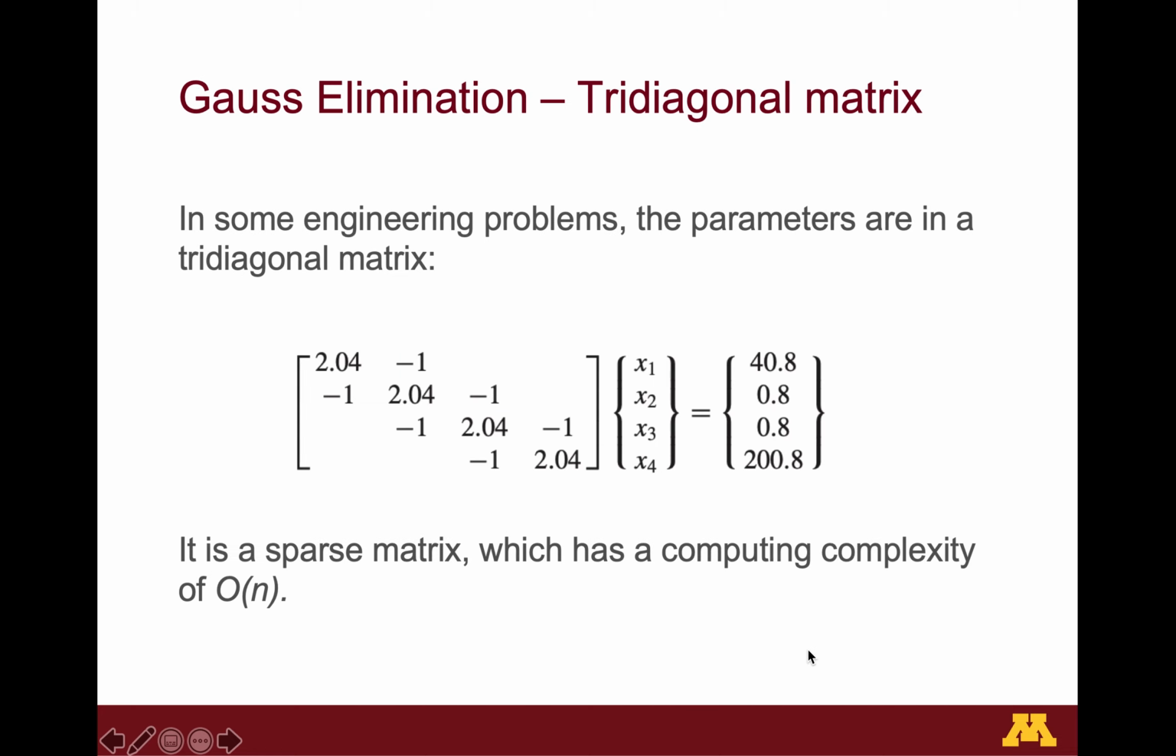There is one type of engineering problem in which the parameters are in a tridiagonal matrix like the following, which is also a band matrix. It is actually an easier case compared to the regular equation set system because you eliminate much fewer items in the forward elimination step. It is a sparse matrix, which requires a lower computing complexity.